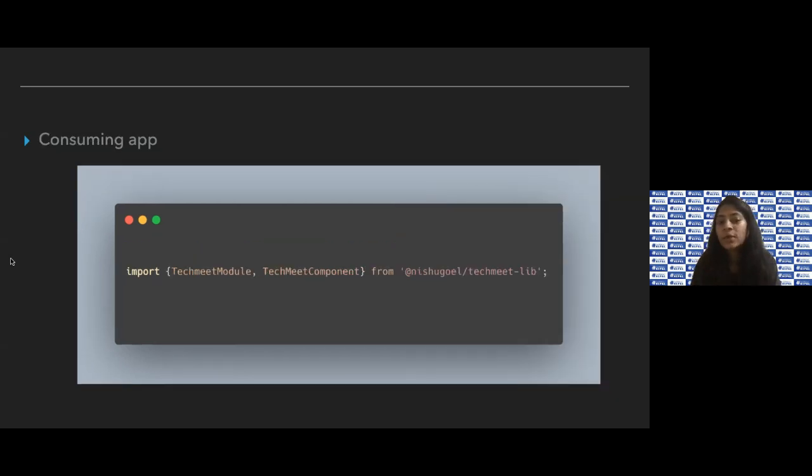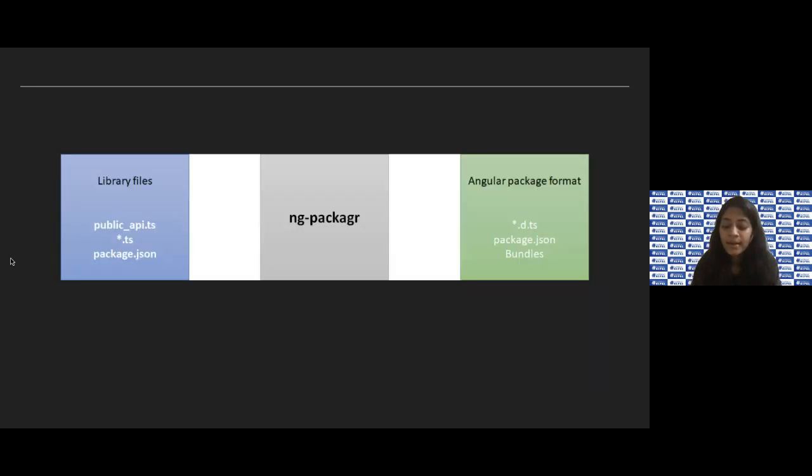And what you then do is, in the consuming application, you would import the module, you would import the component, or just the module if you have components specified inside the module from your library. Then a quick graphical representation, because we'll go through the code also for this. So I'll quickly explain what it does.